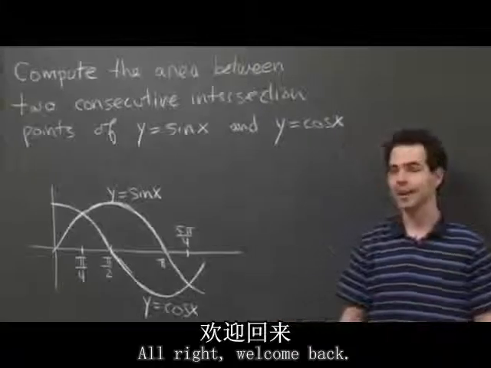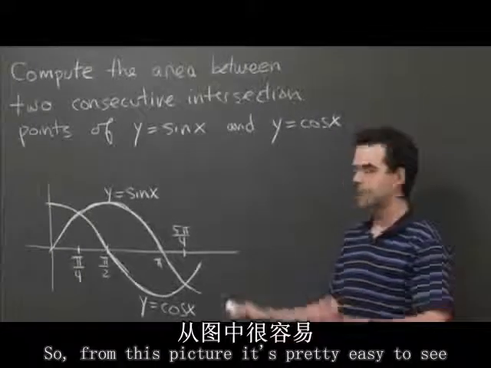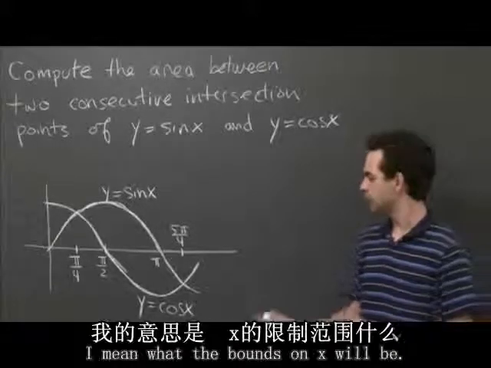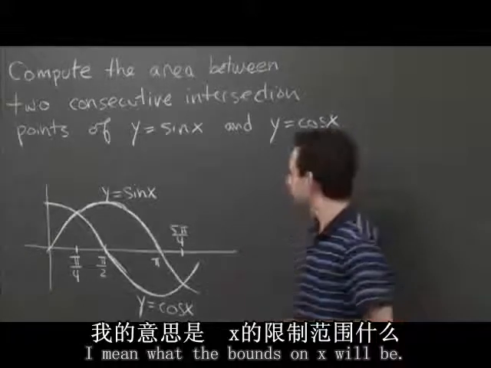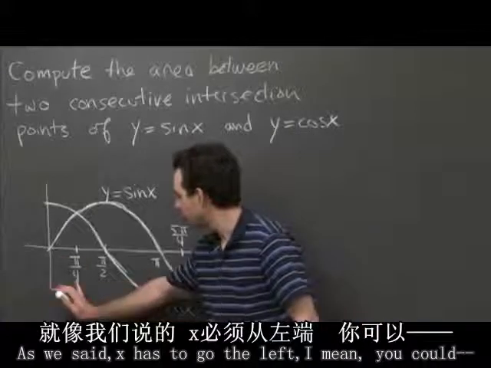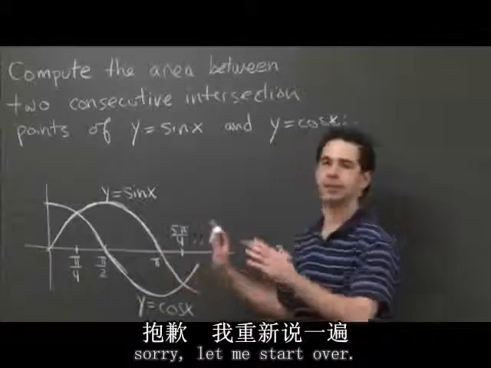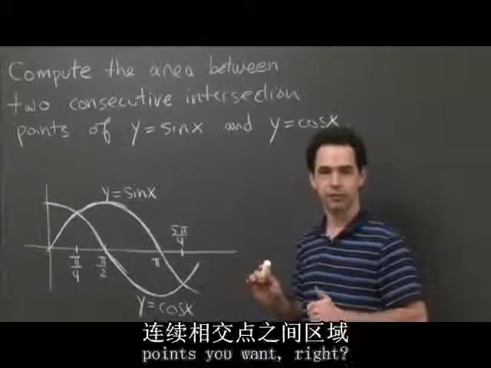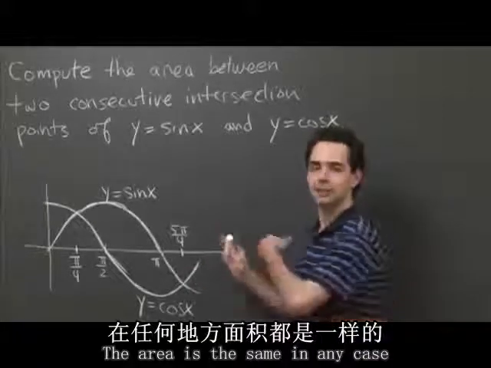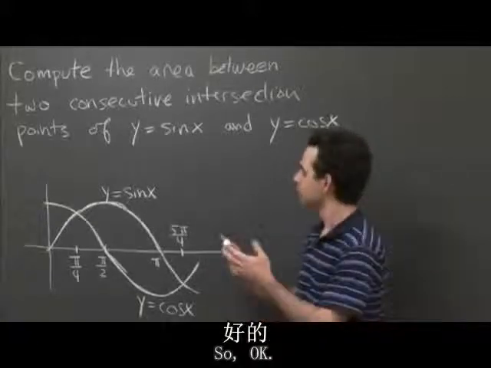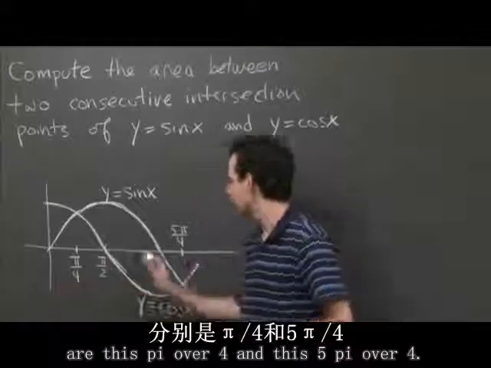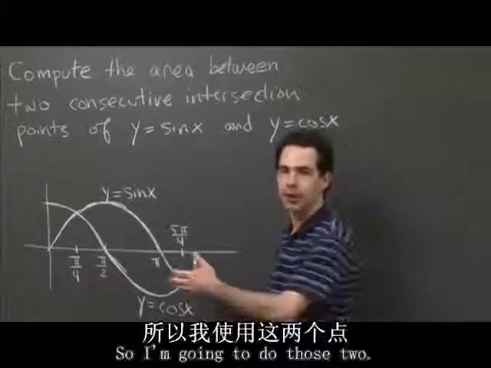All right, welcome back. From this picture, it's pretty easy to see what the region of integration is, I mean, what the bounds on x will be. You could do any 2 consecutive intersection points you want. The area is the same in any case because of the symmetry of these 2 functions. But the first 2 that are easiest for me to find are pi over 4 and 5 pi over 4, so I'm going to do those 2.